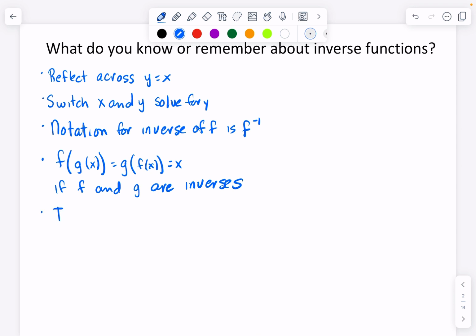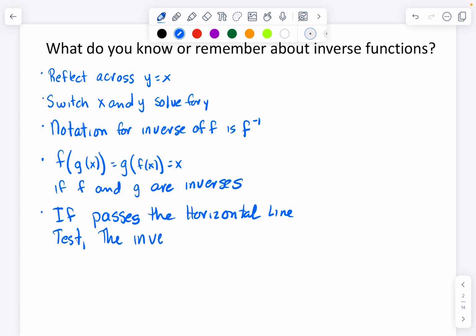So if f passes the horizontal line test, the inverse is a function. So let's talk about what that means.